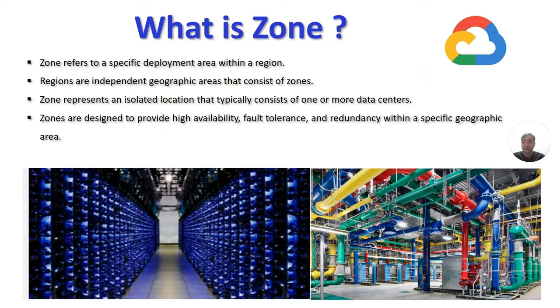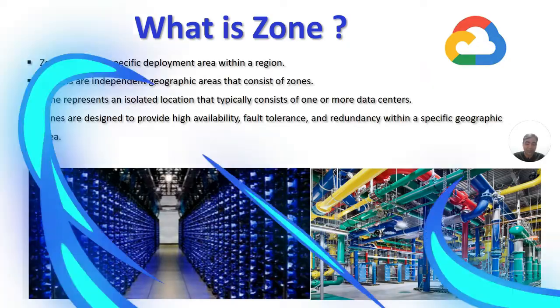Guys, by deploying resources in multiple zones, you can achieve redundancy and fault tolerance. GCP provides mechanisms like instance groups, load balancing, and managed instance groups that distribute the workload across multiple zones, ensuring that the applications stay available even if one zone experiences an issue or crash.